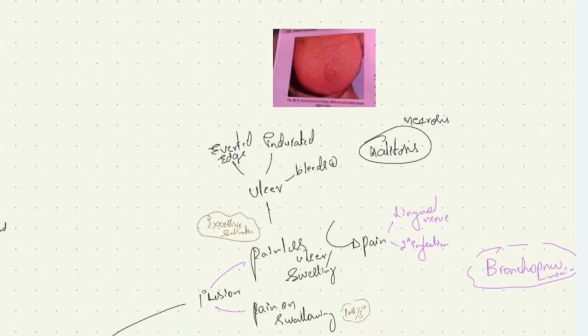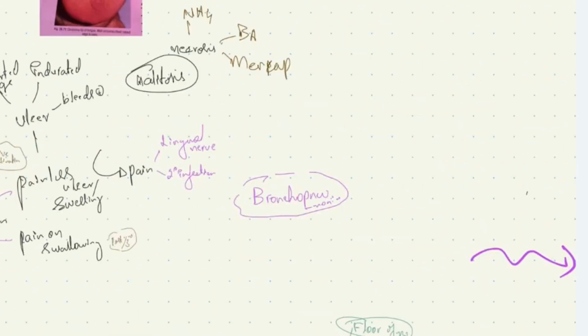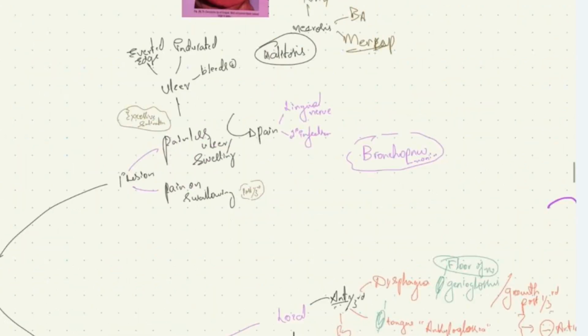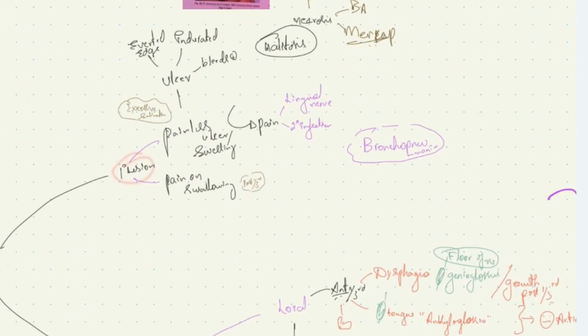We can have halitosis due to necrosis, which releases ammonia, butyric acid, and mercaptan. Also, in carcinoma of tongue, due to the secondary infection of this lesion, following trickling of secretion, we can have bronchopneumonia in these patients.